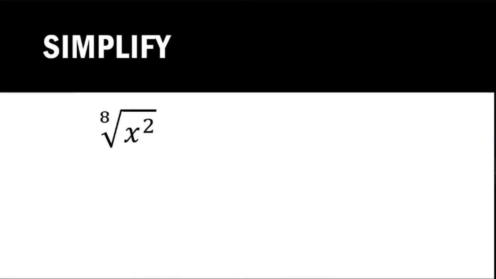How about if you have the 8th root of x squared? Again, you can now just look for a common factor of 2 and 8. So with the 8th root of x squared, the common factor is 2. So 2 divided by 2 is 1, and 8 divided by 2 is 4. So now it will be the 4th root of x.